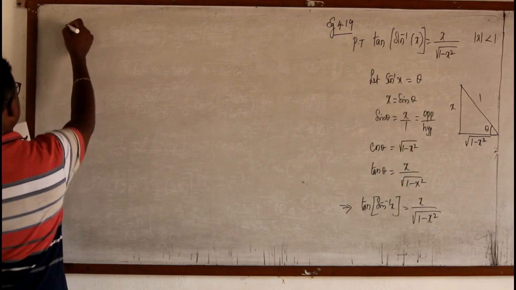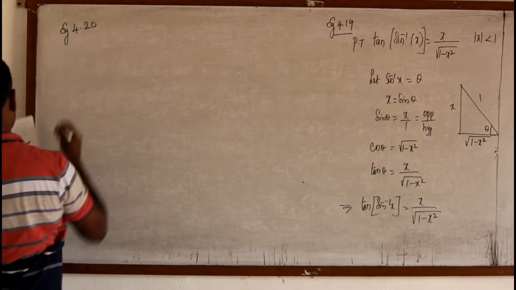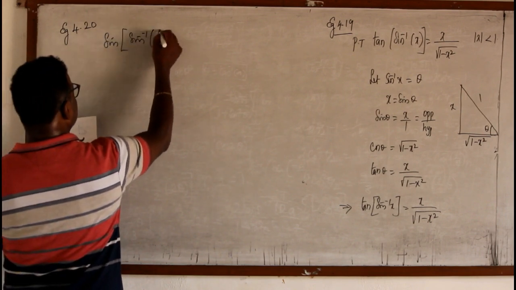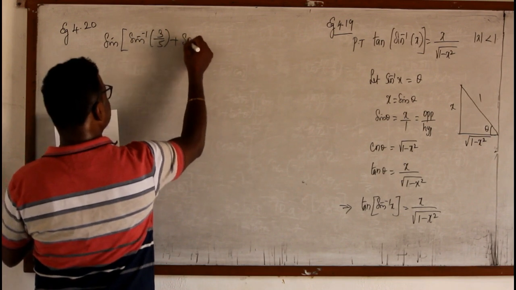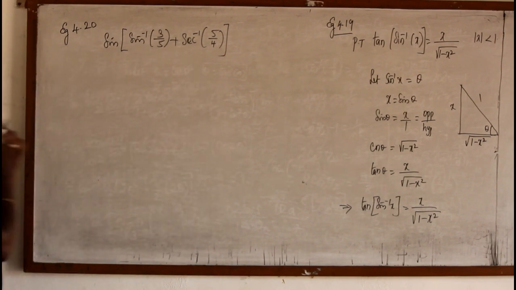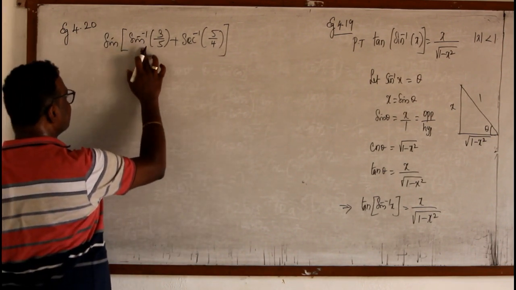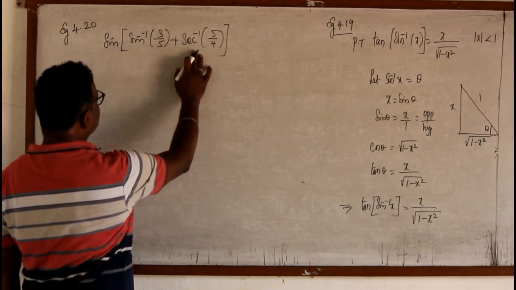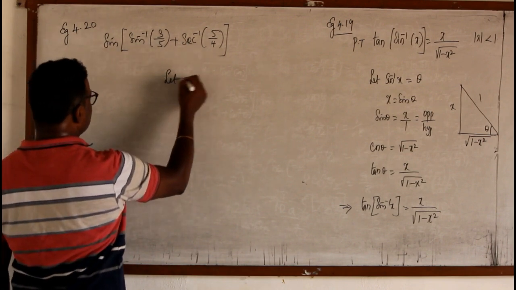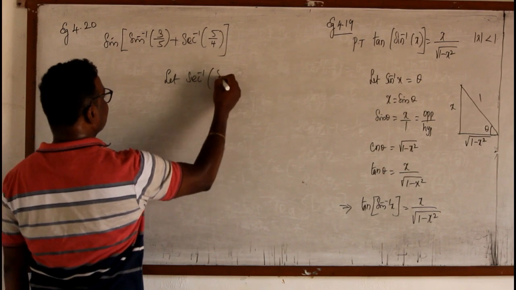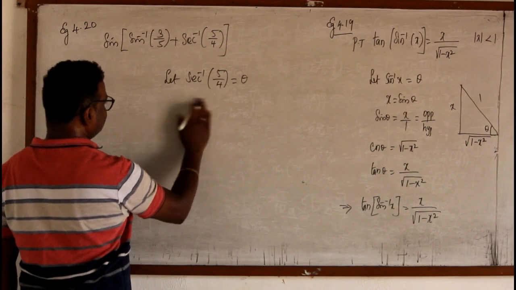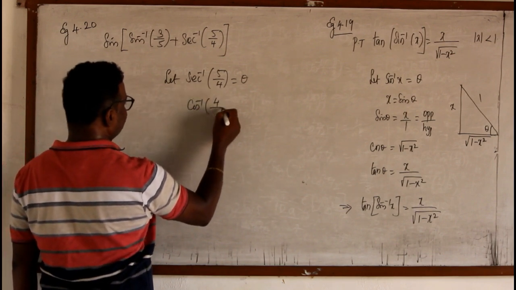Now we should go for the next example. Example 4.20. Find sin inverse of 3 by 5 plus secant inverse of 5 by 4. Now, this is sin inverse, but this is secant inverse. Let me try to write this also in terms of sin. Further, let me consider only this secant. Let secant inverse of 5 by 4 equal to theta. That is, cos inverse of 4 by 5 is theta.